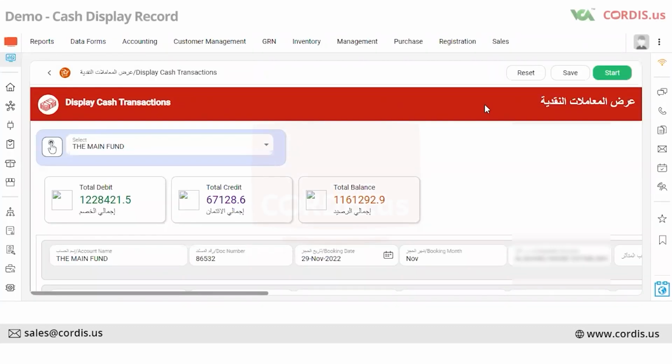This process is display cash transactions. If we want to see the cash balance in this process, we can see it step by step. Here, display cash transactions. Select the main fund. At present, we have one account, the main fund.